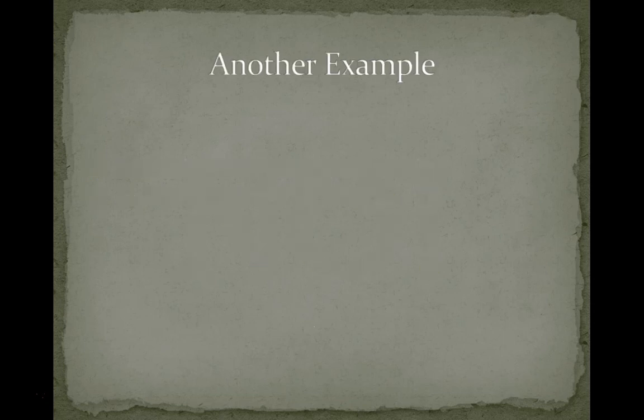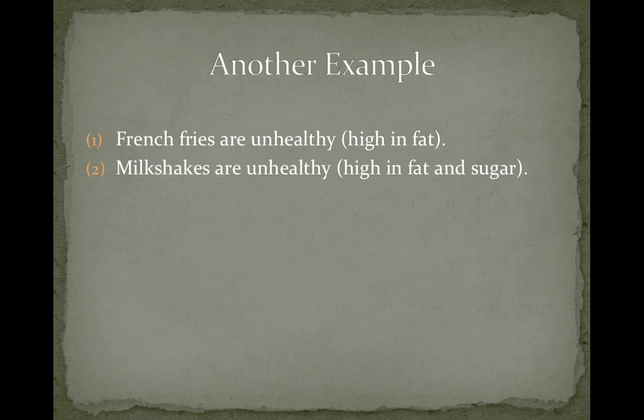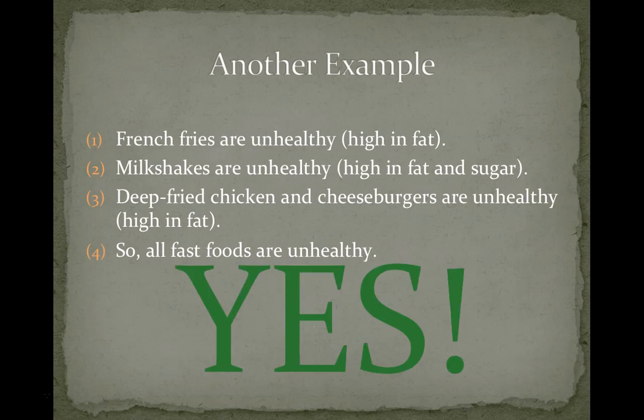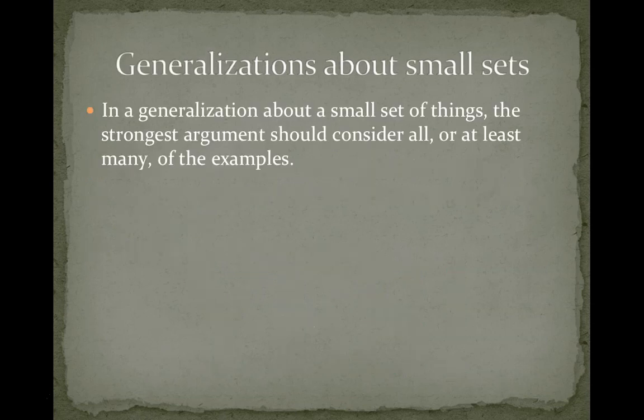So here's another example. French fries are unhealthy because they're high in fat. Milkshakes are unhealthy because they're high in fat and high in sugar. Deep fried chicken and cheeseburgers are unhealthy because they're high in fat. So all fast foods are unhealthy. This still may not be a great generalization. We'd have to survey a bunch of different kinds of fast foods, but generally speaking, it's much stronger than the previous example.